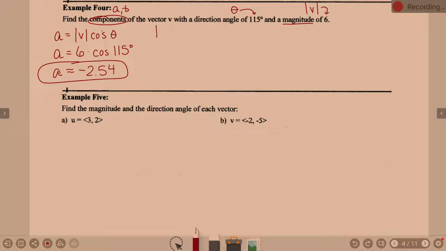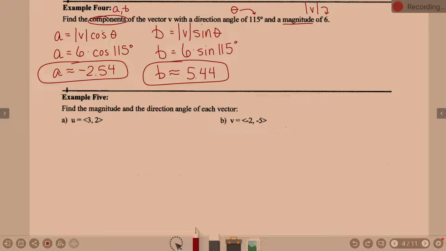Can we also find B? A was easy enough, right? B is just the same except using sine. So absolute value of V times sine of theta. So for absolute value of V, again, you're filling in 6 times sine of 115 degrees. Okay, did you check your calculator? Do we agree? If you've already done it, that is. 5.44.